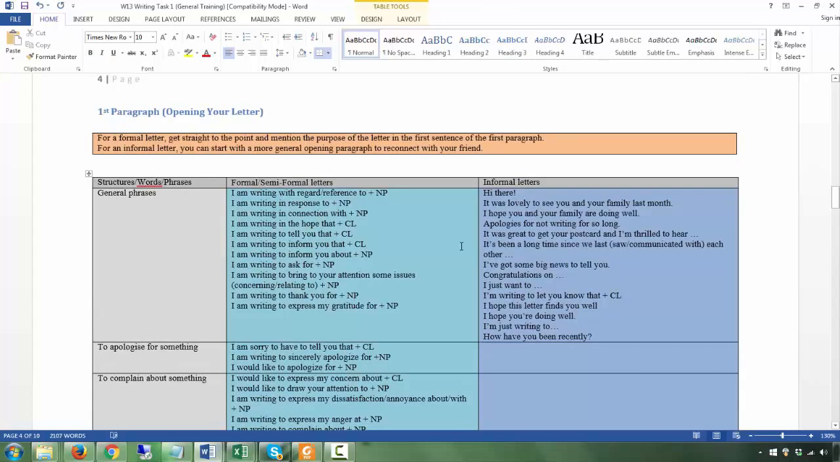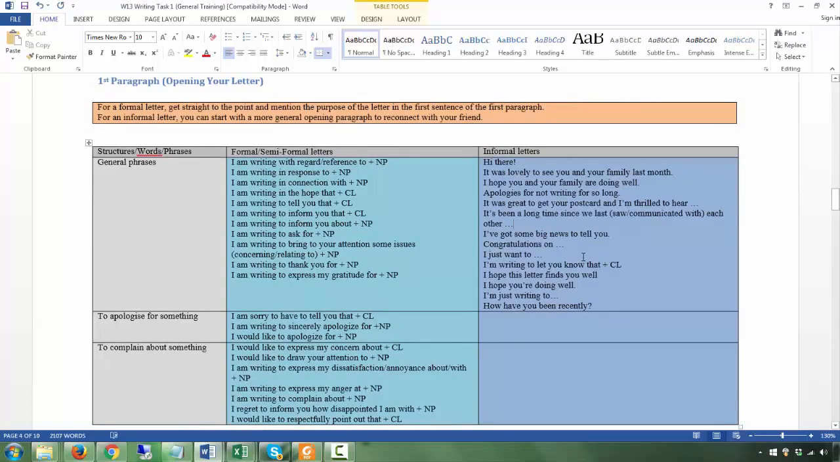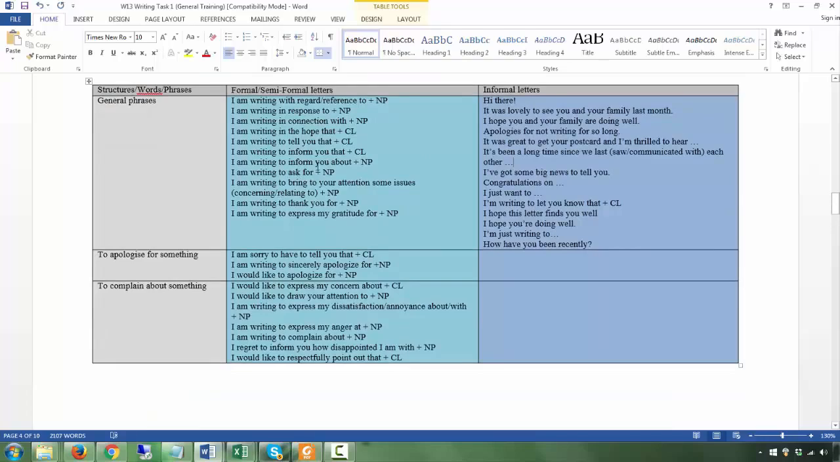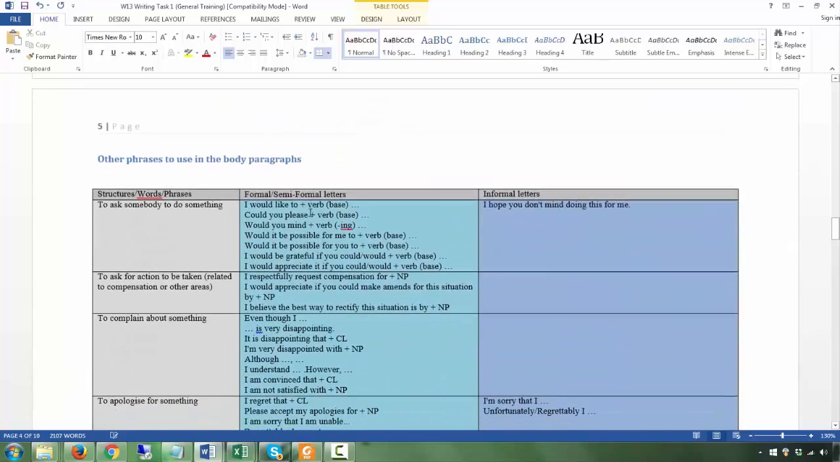If it's for the informal letter, you will basically catch up, and you can write a lot of things. Okay, hi, how are you? I've not seen you in a long time. Blah blah blah, whatever. Same as when you write an email to a friend that you have not talked to in a long time, you can write whatever you want. And that is the introduction.